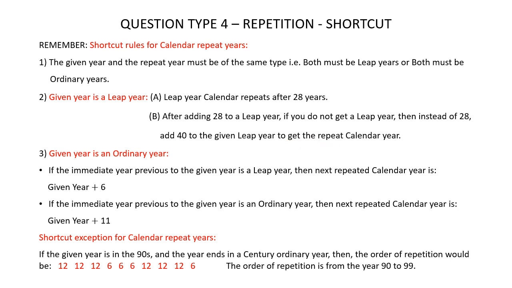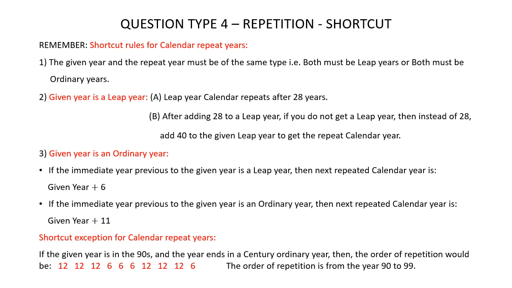Now let's look at the rules when the given year is an ordinary year. Now, when the given year is an ordinary year, you have to look at the year immediately previous to the given year. If the immediate year previous to the given year is a leap year, then the next repeated calendar year is given year plus 6. If the immediate year previous to the given year is an ordinary year, then the next repeated calendar year is given year plus 11.